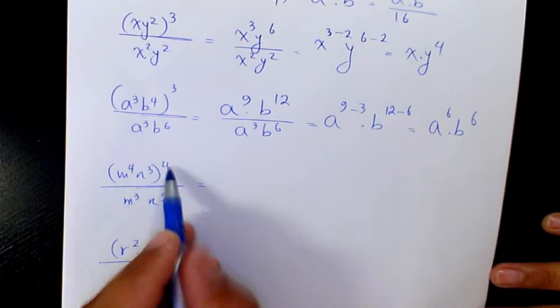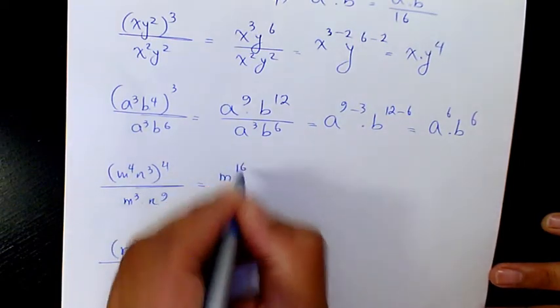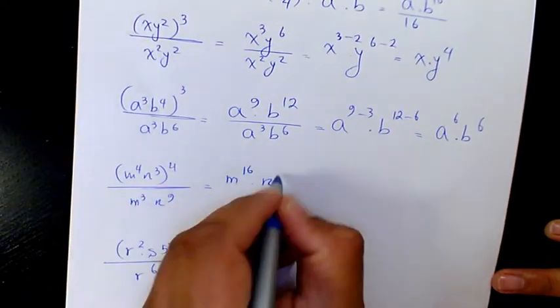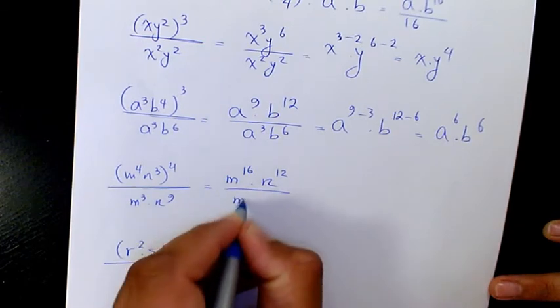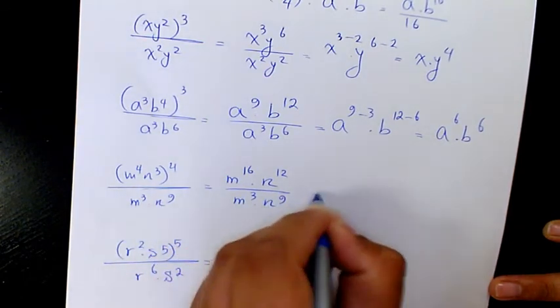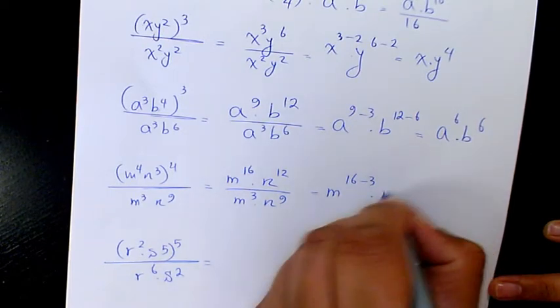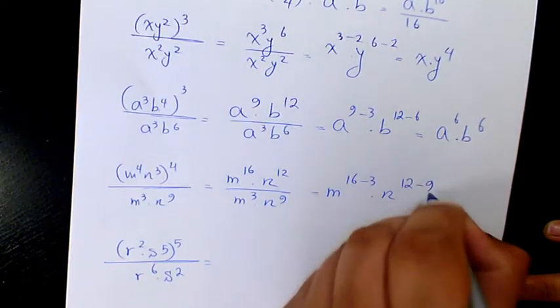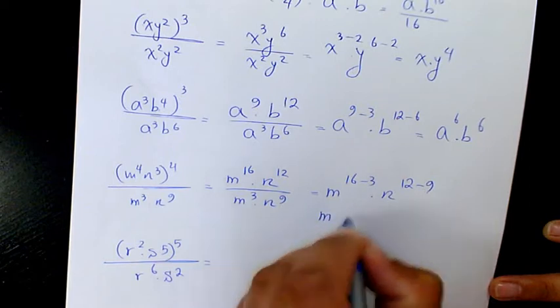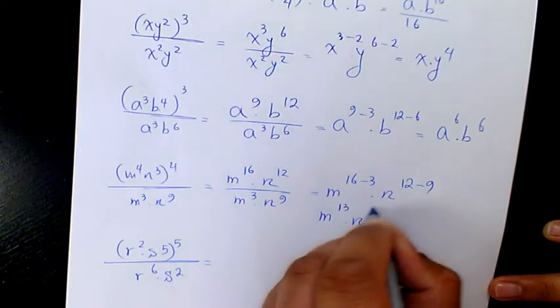M to the power of 4 to the power of 4 is going to be m to the power of 16. M to the power of 3 to the power of 4 is going to be 12. M to the power of 3, m to the power of 9. So it's going to be m to the power of 16 minus 3, m to the power of 12 minus 9. So it's going to be m to the power of 13 times m to the power of 3.